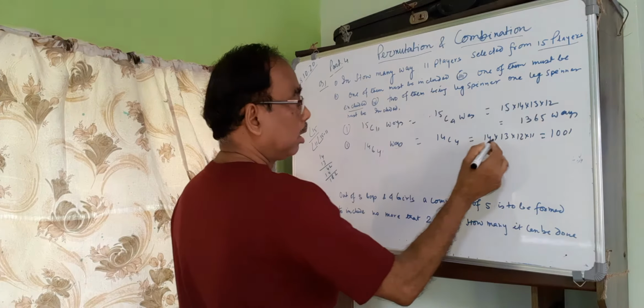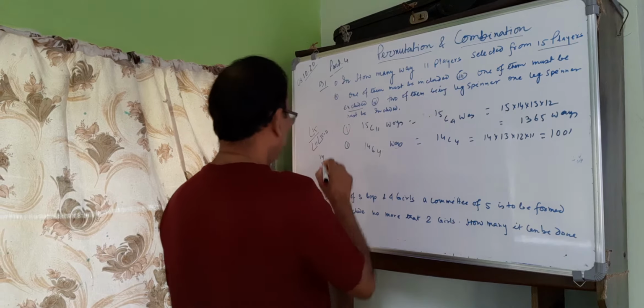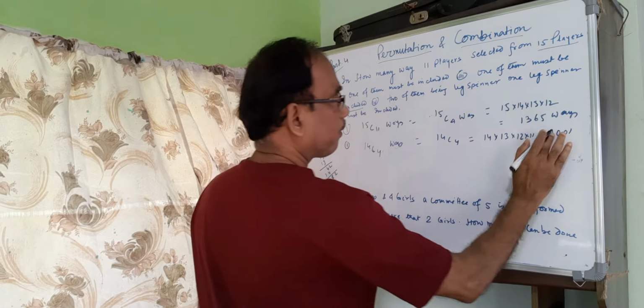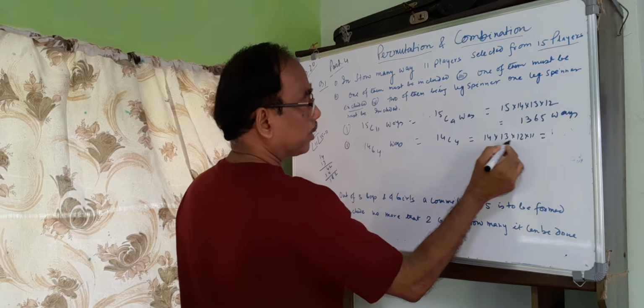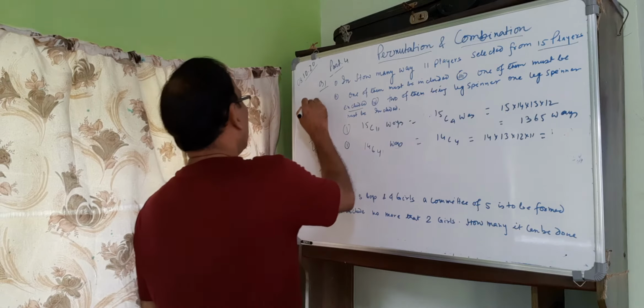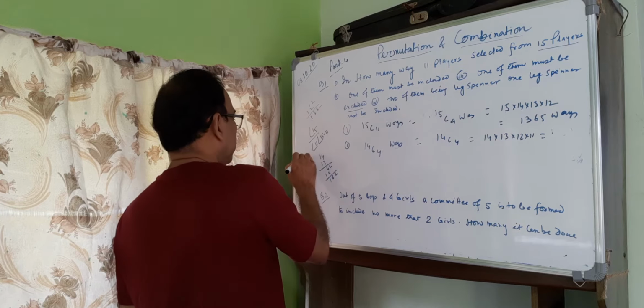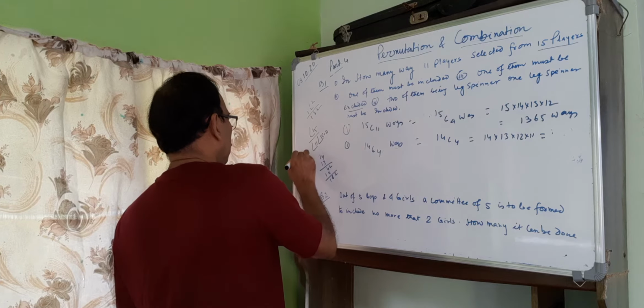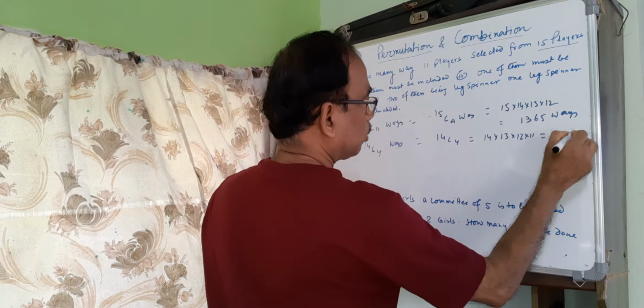182, 14 into 13, 11 into 12, 12, 132. 132 into 182, that is the answer.